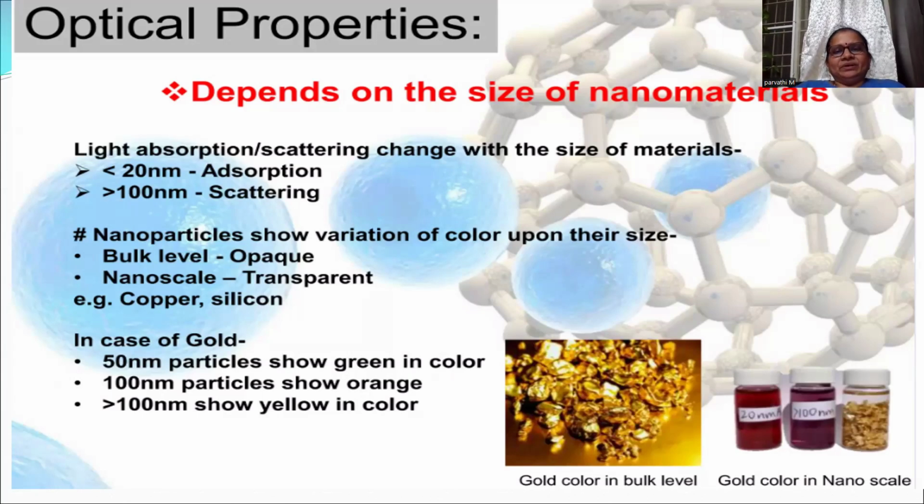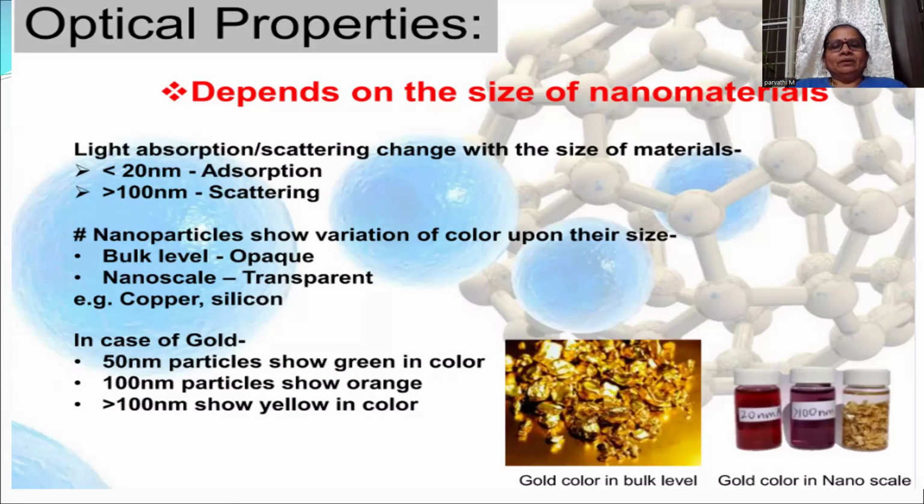Less than 20 nanometer, absorption. If it is greater than 100 nanometer, scattering. Why scattering? In the sense that the thickness of the nanomaterial will be more, so absorption cannot happen. Whereas at 20 nanometer, because it becomes thin, when the optical light falls onto the thin material, absorption will take place. So that is the difference you can observe.